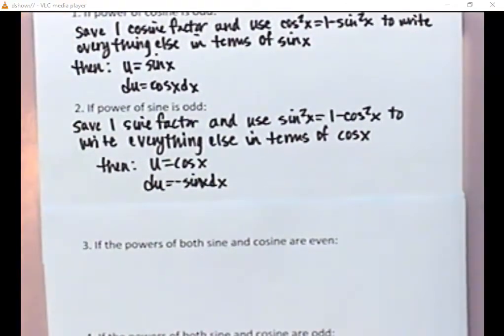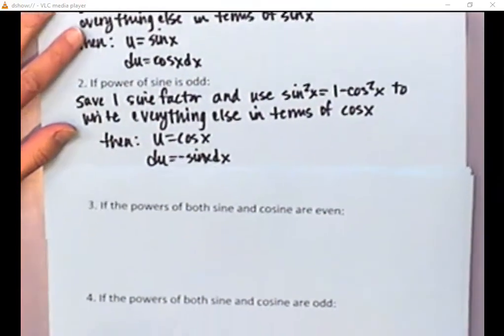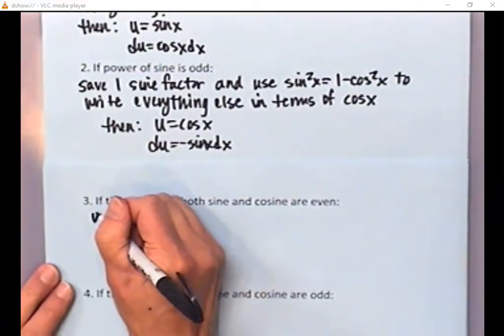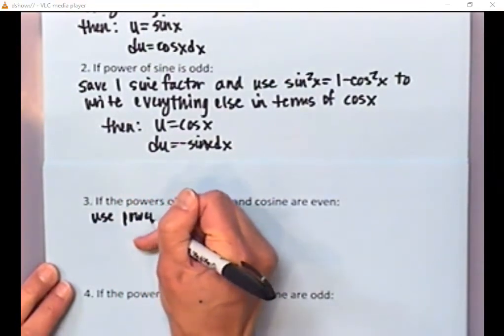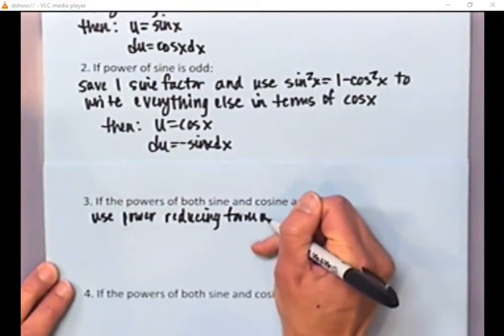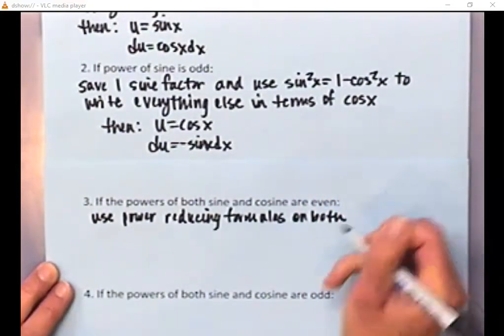And then we saw the other cases, when they're both even, that makes it a little harder. You basically have to use the power reducing identities instead. You can't really save one factor out, because then you're left with just a single factor to the first power that you can't then do a substitution for. So if the powers of both sine and cosine are even, usually you have to use the power reducing formulas on both, and sometimes more than once.